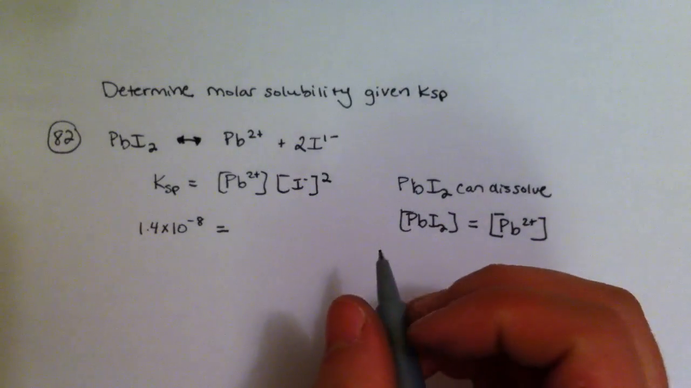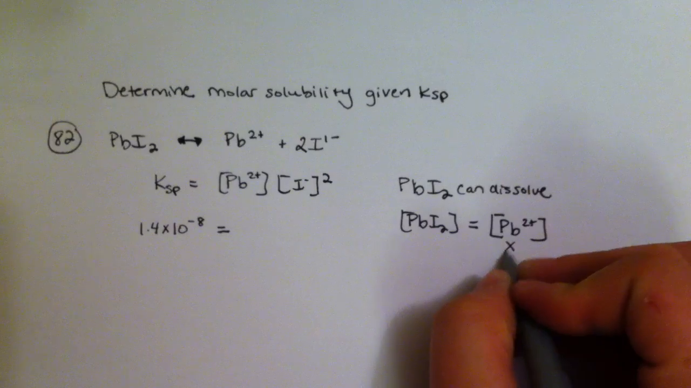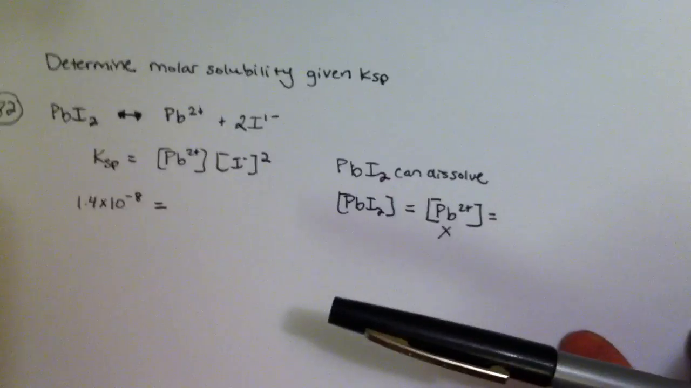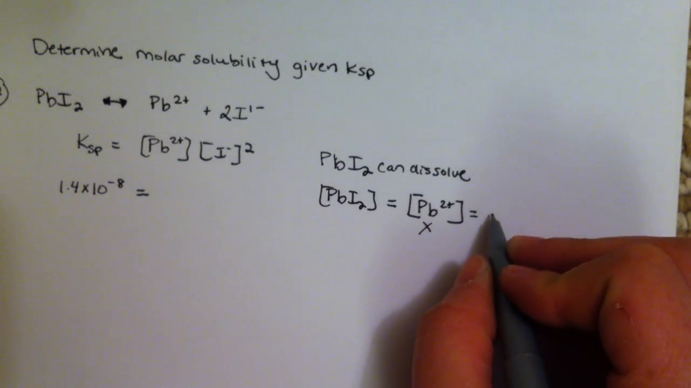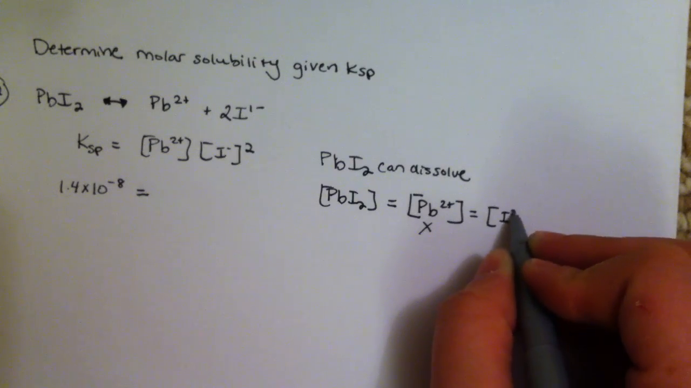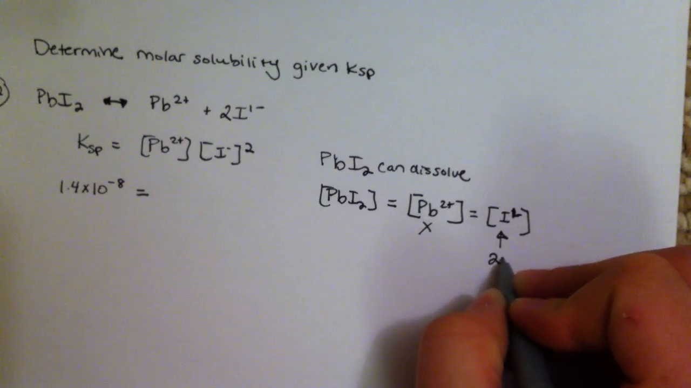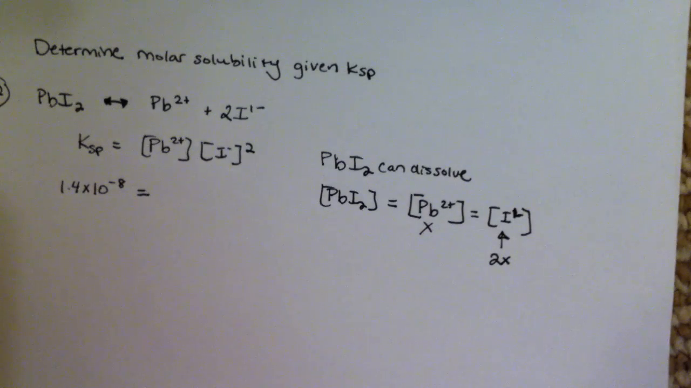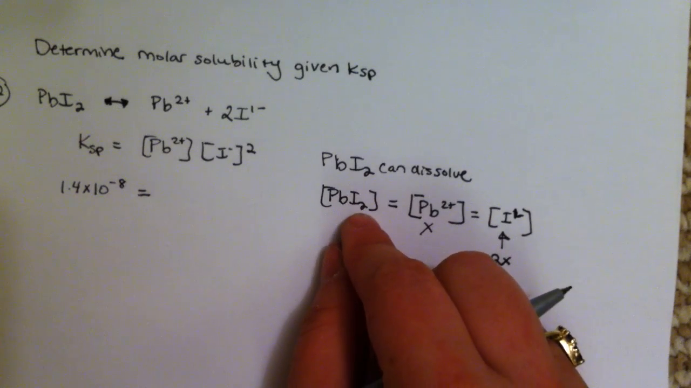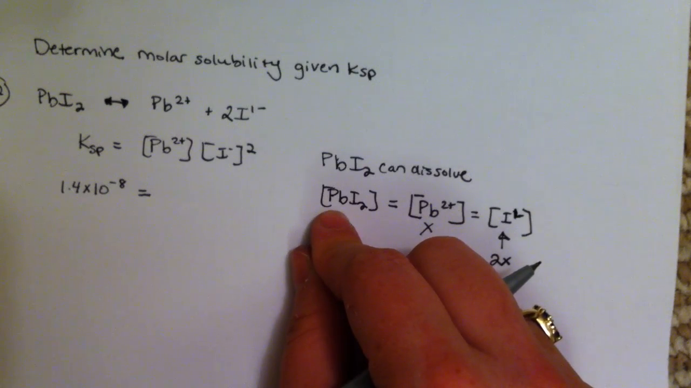So what I'm going to do here is I'm going to actually use an X to represent the amount of Pb. Okay, we could say here that it also equals the concentration of the I1 minus, which is going to be 2x. Okay, remember that this is 2x because I have 2 I's here. This is just x because I just have 1 Pb.